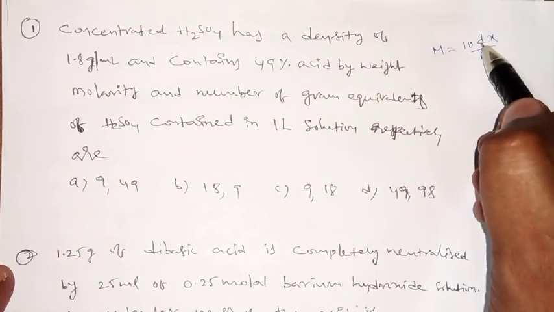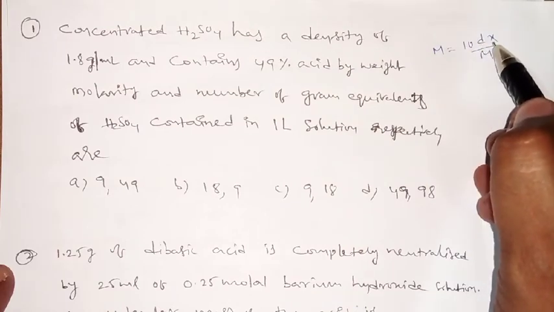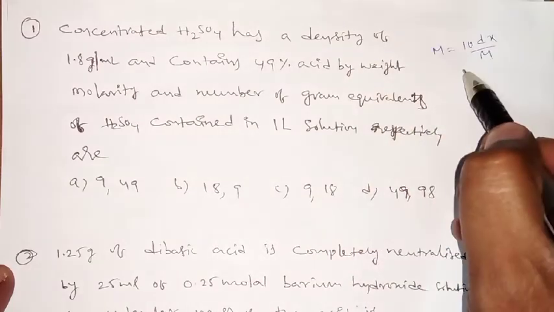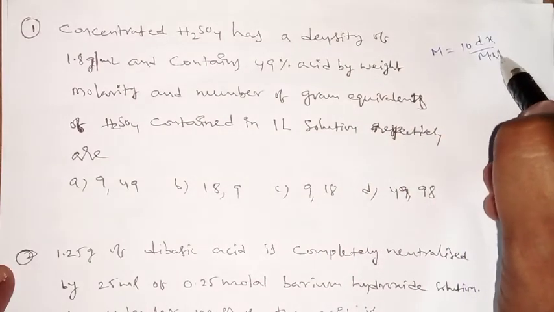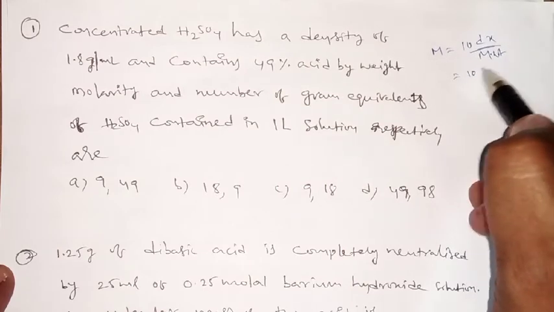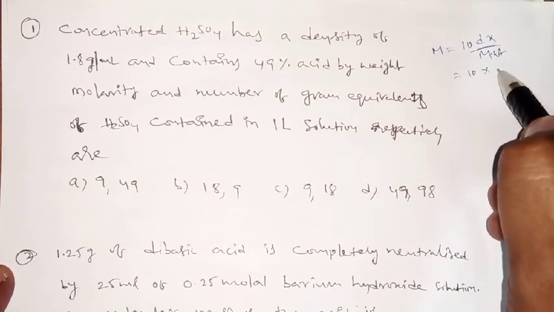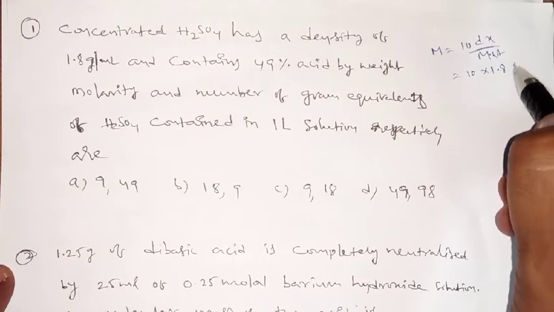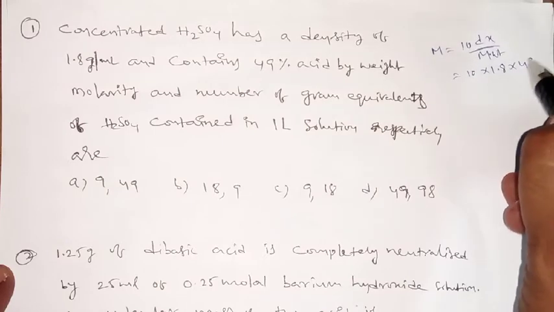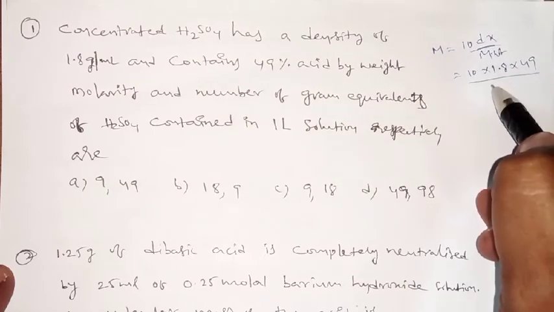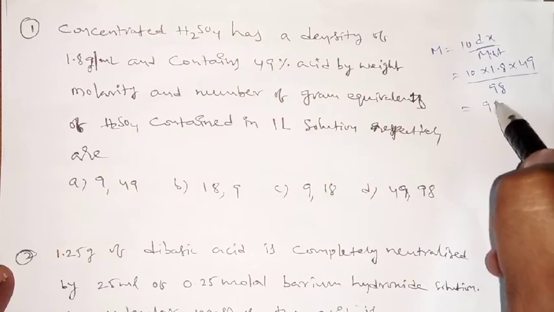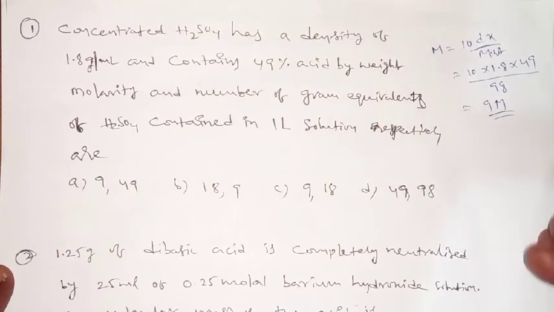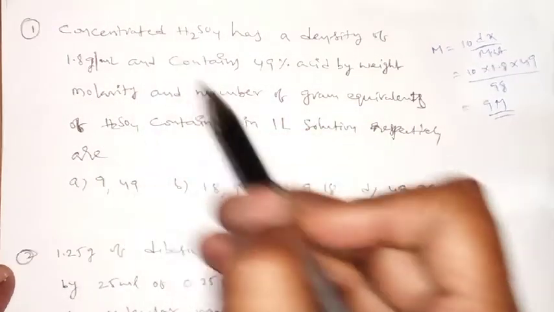So d is nothing but density or specific gravity, x is the percentage by weight, and M is the molecular weight. So it equals 10 into d, which is 1.8, into x, which is 49%, divided by the molecular weight of sulfuric acid, 98. When you simplify, you will get 9 M. So this is the molarity of the given solution.